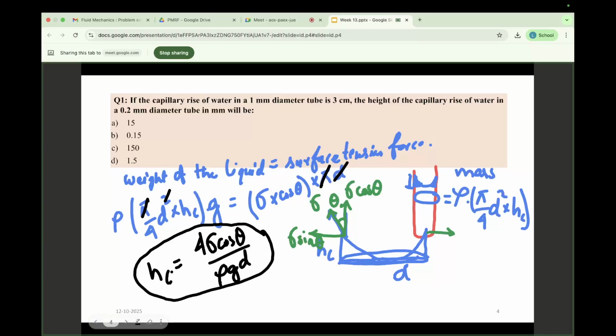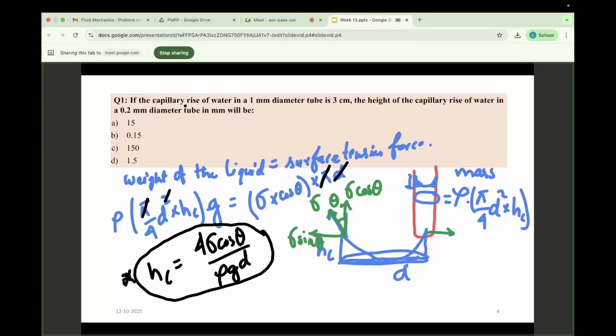So you have to remember, either this formula or this derivation. Please also recall this derivation, because that can also be asked in the exam, right? So this is our formula.